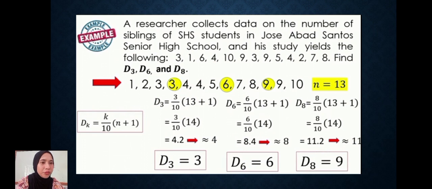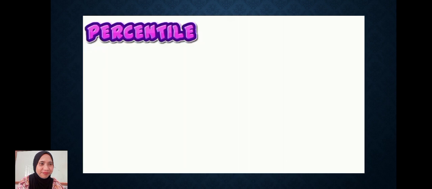Same with the D8. Just follow the formula and we fall into the 11.2 na answer. So, yung pang-11 daw na number dyan sa ating data, yan yung D8 natin. So, meaning, ang answer natin is 9. Bibilangin mo lang. Like 1, 2, 3, 4, 5, 6, 7, 8, 9, 10, 11. Ano yung pang-11? Yan yung 9. So, D8 is yung 9 na number.